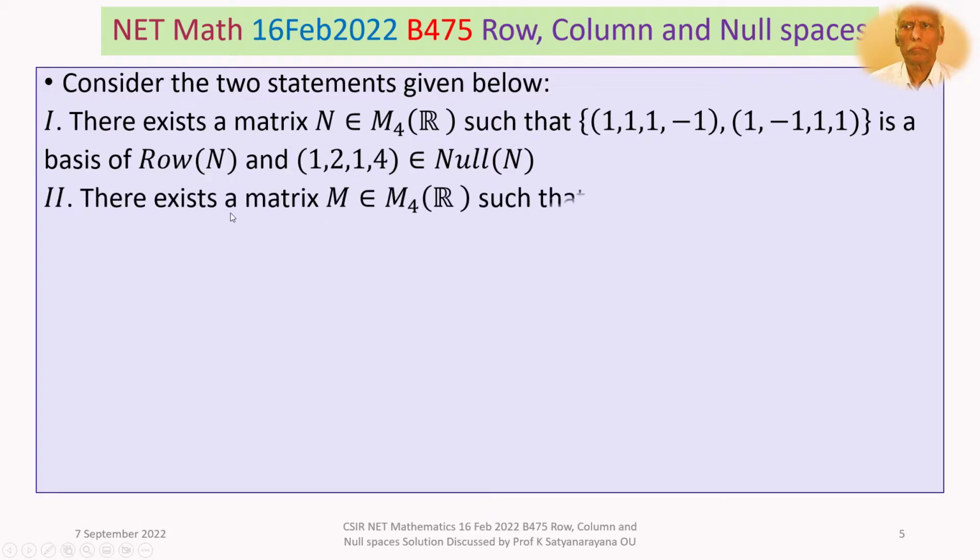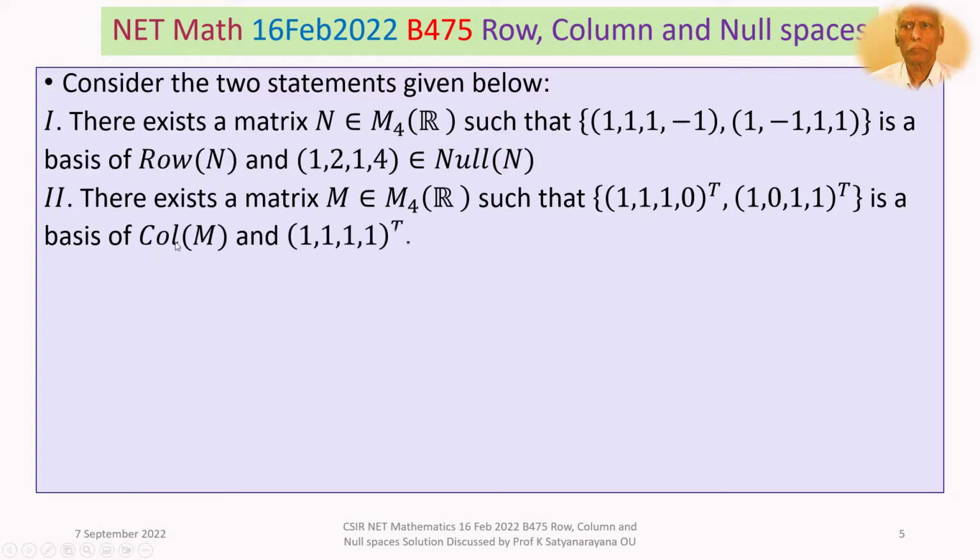Statement 2. There exists a matrix M belongs to M4 over R such that the set consisting of the column vectors (1, 1, 1, 0) transpose and (1, 0, 1, 1) transpose is a basis of the column space of M, and the column vectors (1, 1, 1, 1) transpose and (1, 0, 1, 0) transpose belong to the null space of M.